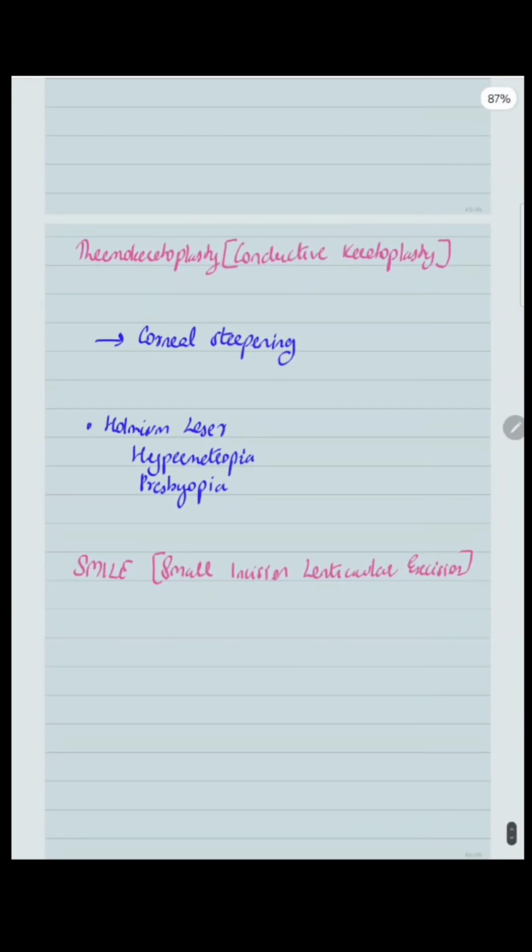Next is thermokeratoplasty, also known as conductive keratoplasty. Here local heat induces shrinkage of corneal tissue. This will lead to corneal steepening. Holmium laser is used to treat mild degrees of hypermetropia and presbyopia.